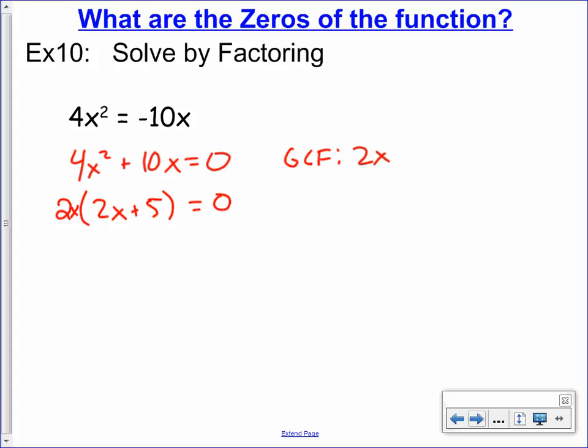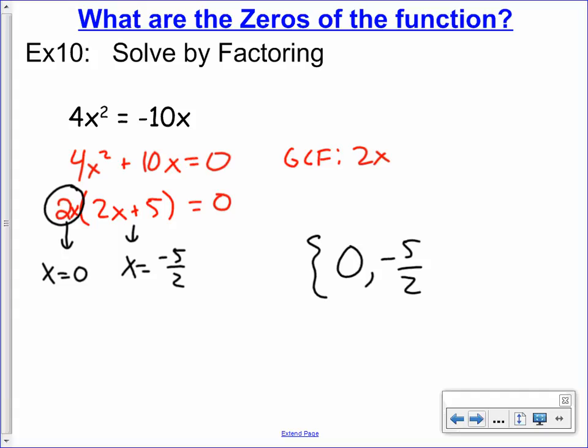And if you'll remember from the front part of the notes, if you just have an x with no pluses or minuses, then one of your solutions has to be 0. For the second one, negative 5/2. So the solution to this thing is 0, negative 5/2.